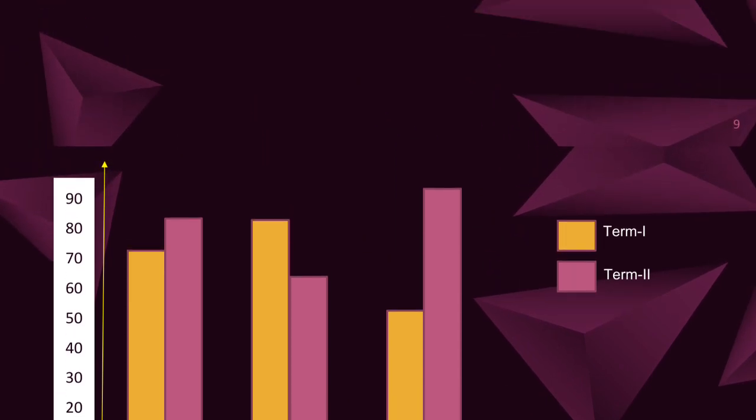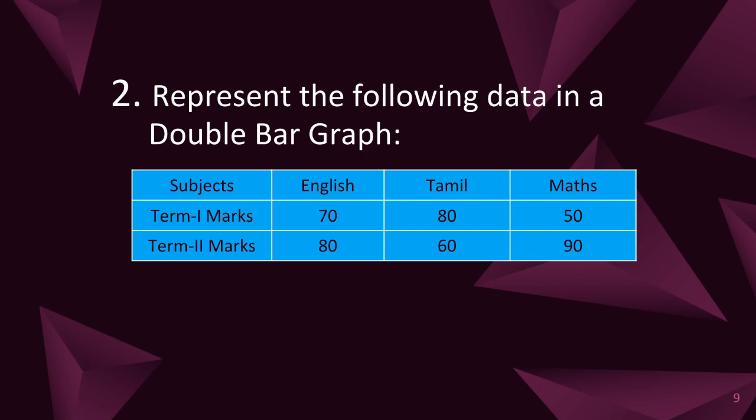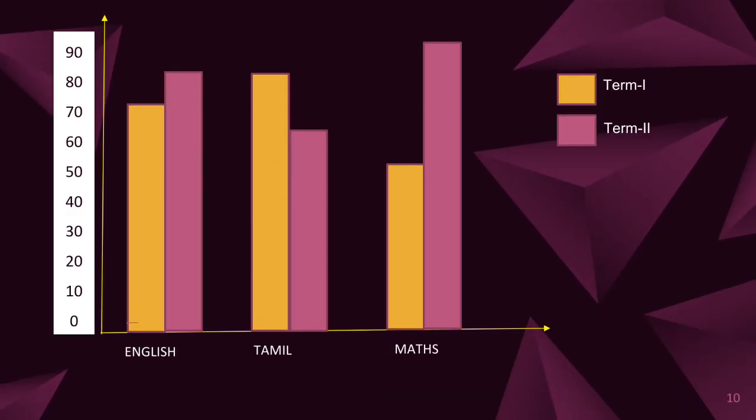Next one, you are having Maths term 1 mark is 50 and term 2 mark is 90. So, you have to write term 1 mark is 50. So, draw a bar straightly to 50 and then 90. Draw a bar straightly to 90.